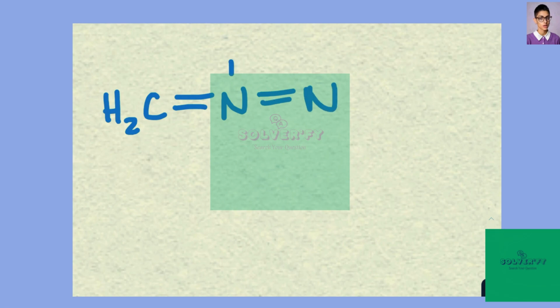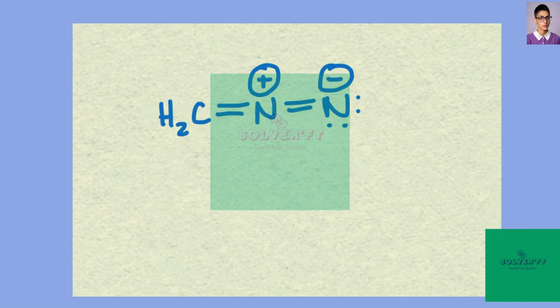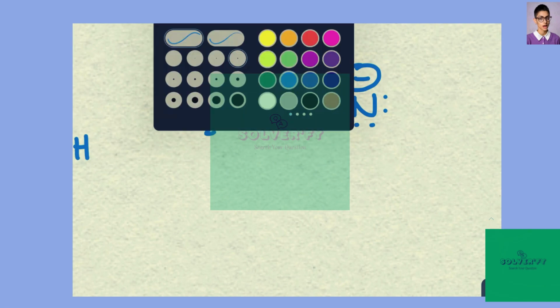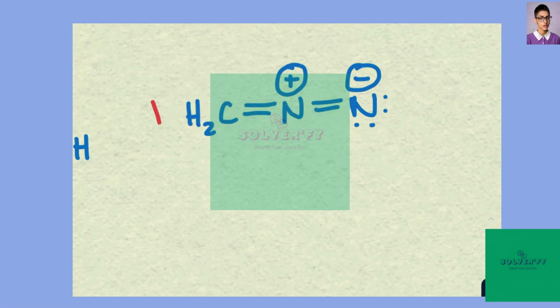So the center one has a positive charge and this rightmost one has a negative charge. If that has a negative charge and this has a positive charge, then this is a neutral molecule. Okay, so this is one resonance form. Another resonance form would be if I were to manipulate this compound in a way that I can move the positive and negative charges around.